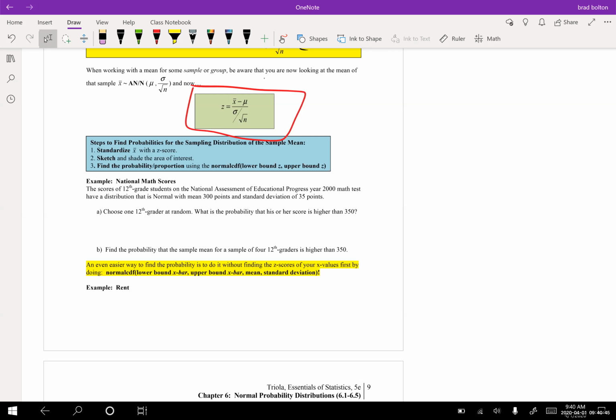First things first, they did give us something. They told us that the distribution is normal, they told us the mean, and they told us the standard deviation. So we have everything we need, just like normal. They want to know the probability that his or her score is higher than 350, so we're finding the probability that X is higher than 350. Well, we know that that's going to be, let's see here, normal CDF.